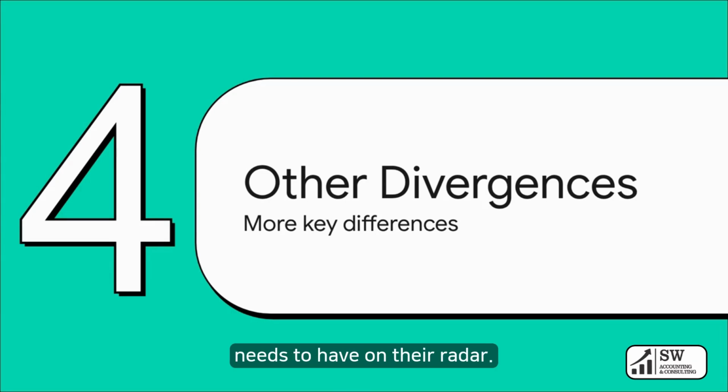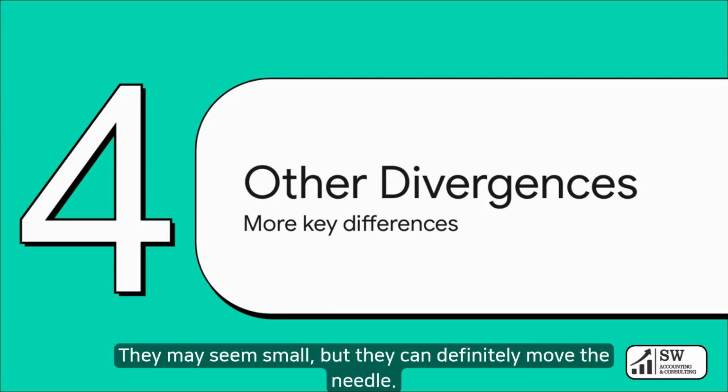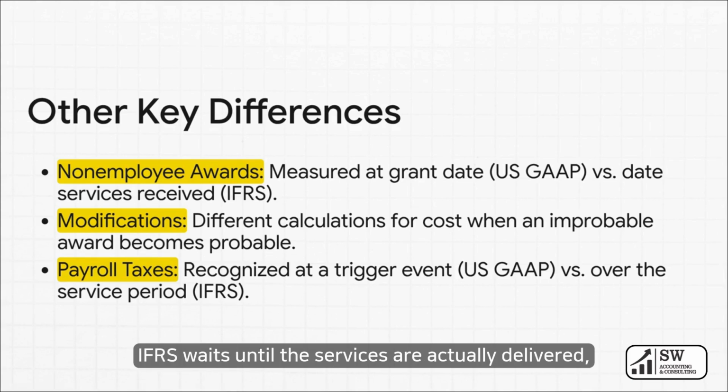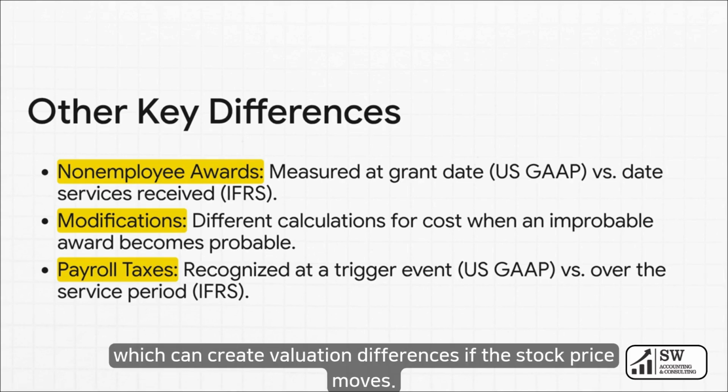Okay, let's do a quick lightning round on 3 other technical differences that every professional in this space really needs to have on their radar. They may seem small, but they can definitely move the needle. First, non-employee awards. US GAAP measures these on the grant date, which gives you a fixed number. IFRS waits until the services are actually delivered, which can create valuation differences if the stock price moves.